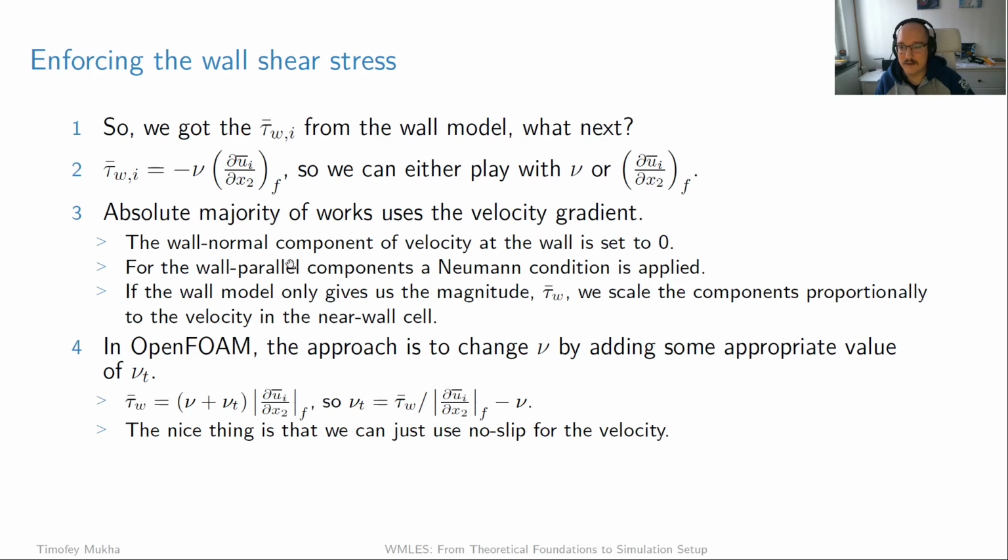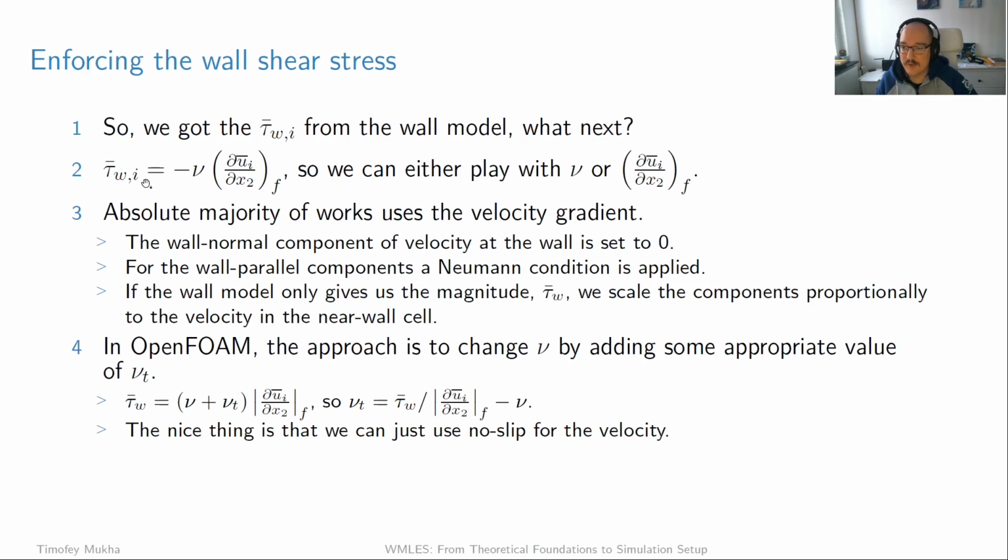And for the wall parallel components, we just apply a Neumann condition, right? That's what setting the gradient is. That's just a Neumann condition. So this is basically it, right? So you treat the different components of velocity a little bit differently.